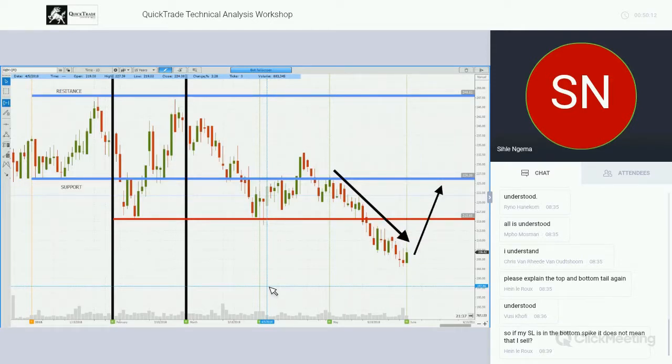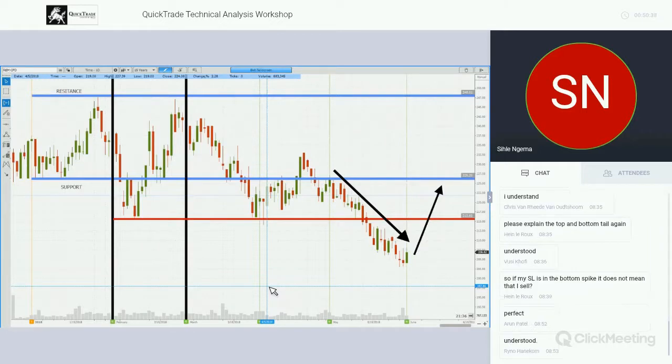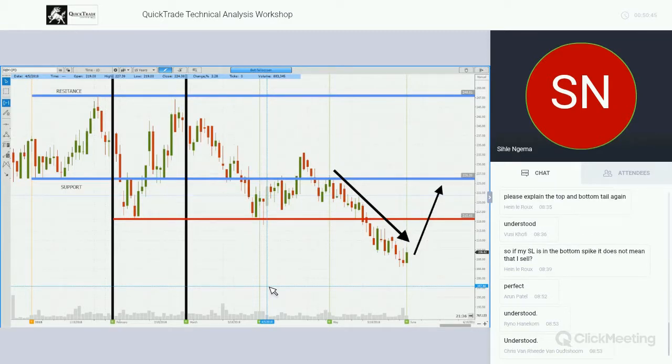Right? Now, is there any question on how I actually established the area of support and the area of resistance for the share price of Remgro? Are there any questions? So you understand, right? An area of support and an area of resistance is always a trading range. It is always a trading range for an area of lower prices or for higher prices.